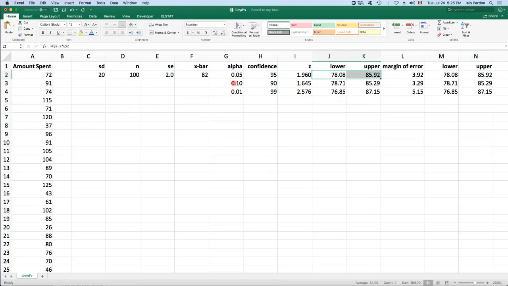Okay, what happens if we were to increase alpha, let's say to 0.1? In other words, we're talking about a lower level of confidence, 90% instead of 95%. With a lower level of confidence, our z critical value is smaller and our interval is narrower. The reason is we're slightly less confident, and so we can go with a slightly narrower interval because we have less confidence in it.